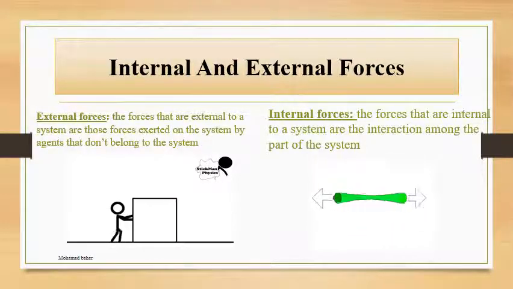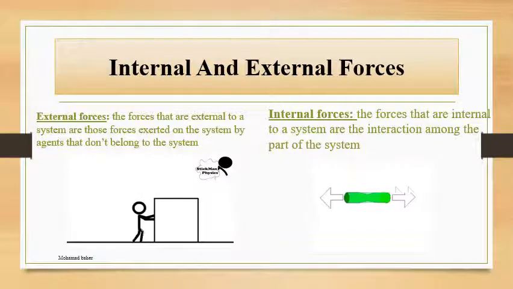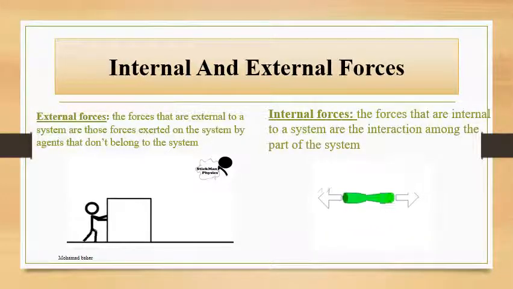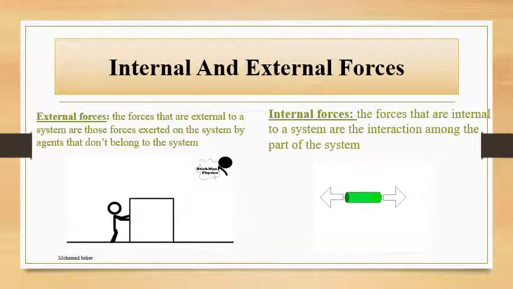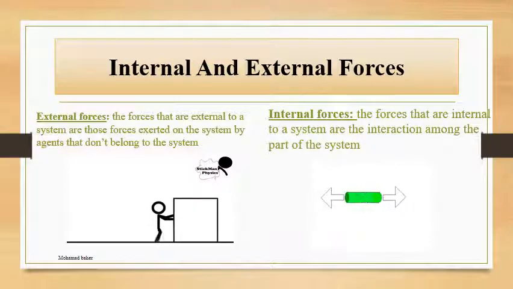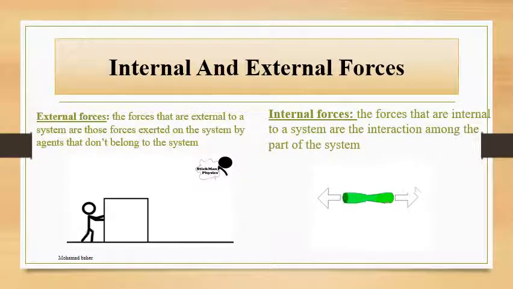As we see in this figure, a man is pushing an object. So, as a result, the force exerted by the man on this object leads to the motion of this object. So this force is considered to be an external force.